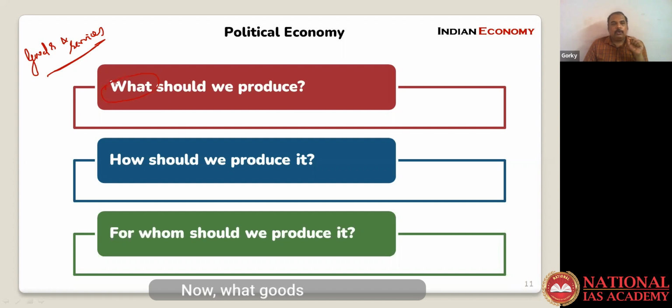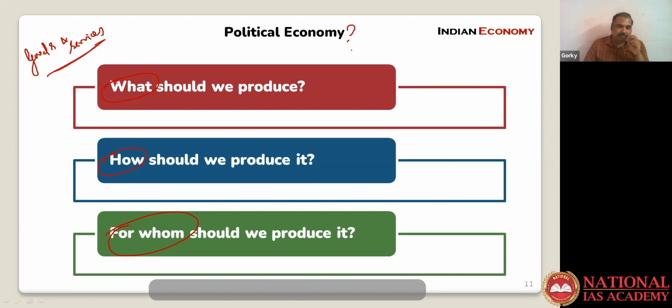Understood? Yes. Now, what goods or services should I produce? How have these particular goods and services to be produced? For whom is it going to be produced? Clear? There are three basic questions in economics. What, how, for whom should we produce?